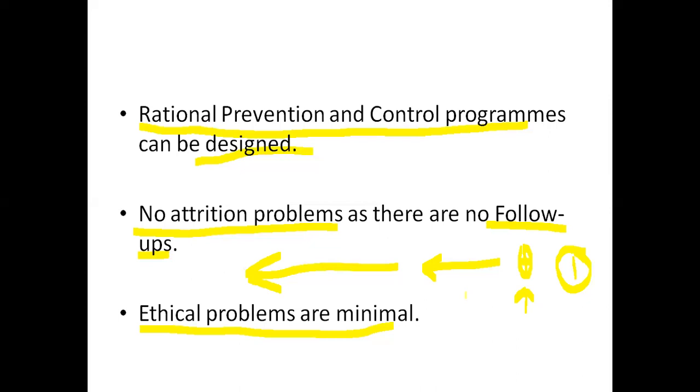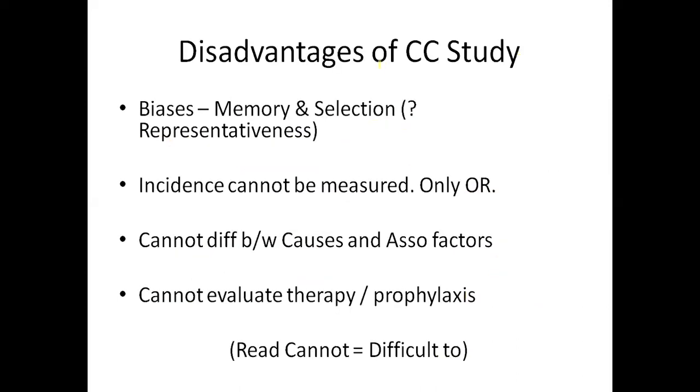Now, there are advantages, so obviously there have to be disadvantages also. So again, what are the disadvantages of case control study? The first and foremost are the biases. All the 5 biases which we studied are potential disadvantages, but the particularly important ones are memory bias and selection bias. Something I mentioned 3 or 4 slides earlier also when we were talking about biases.